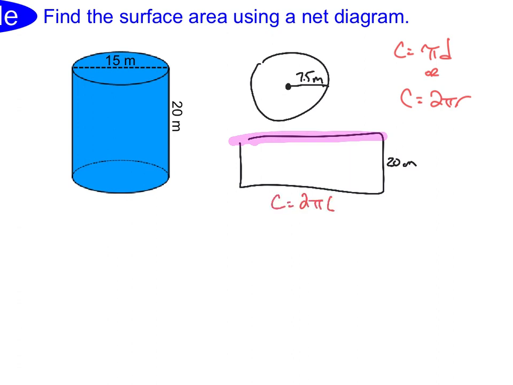So the radius is 7.5. We already said that. So now we take our calculator and go 2 times pi times 7.5. And that gives us 47.12 meters. That's the length of the rectangle. Okay? And we're going to use that to help us find the surface area.